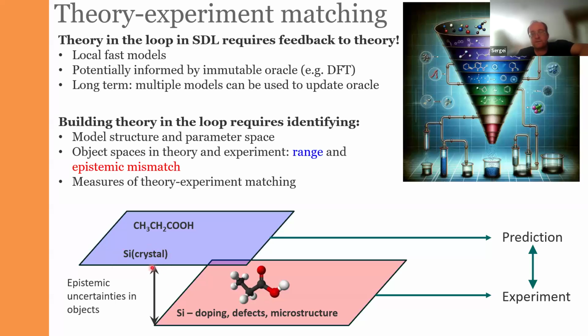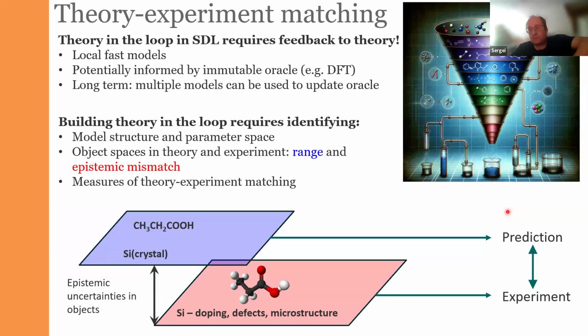Sometimes it's not the case. For example, a single crystal of silicon in a theoretical model and the real world silicon with the doping defects and microstructure is absolutely not the same thing. And the difference between the two depends on what characteristic we study. From the point of view of X-ray, it is roughly the same thing. From the point of view of conductivity, obviously what we get from the band structure calculation for pure silicon and what we have with the silicon which has a little bit of impurities is totally different. So building theory in the loop requires that the objects are the same or made the same.